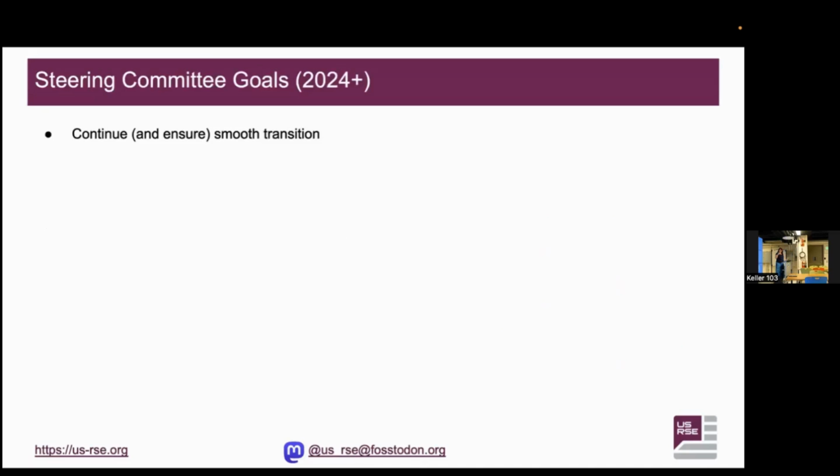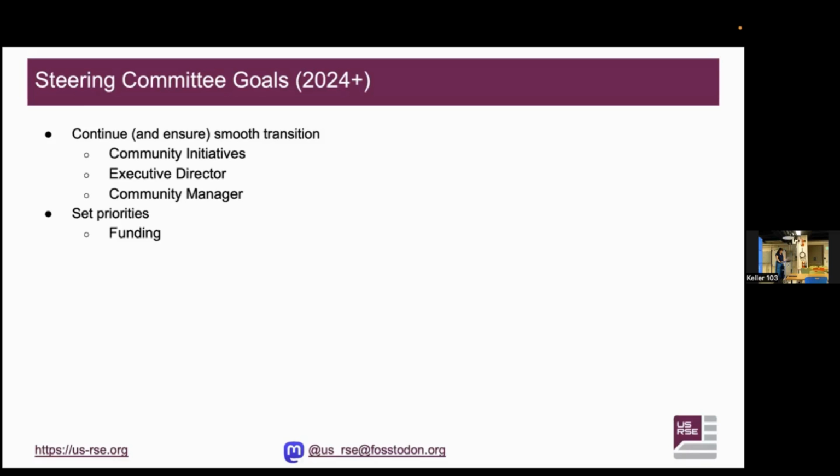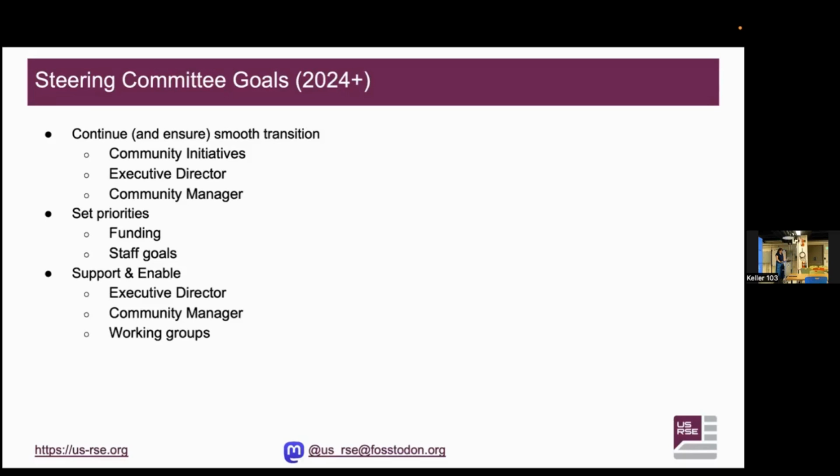This is also to show you what we try to do for sustainability of research software and changing the culture in academia and at national labs. We want a smooth transition from a fully volunteer organization to having staff now, and also community initiatives. We are setting priorities with funding and staff goals. We want to support and enable. So these are steering committee goals.